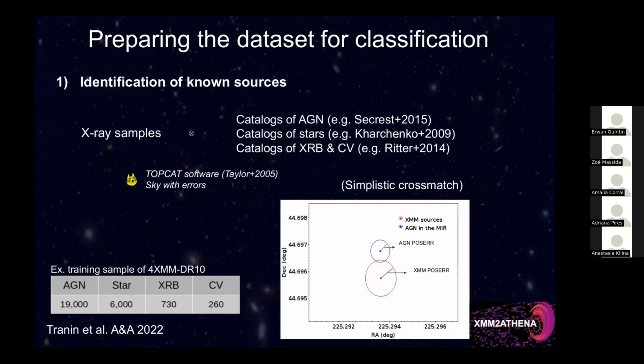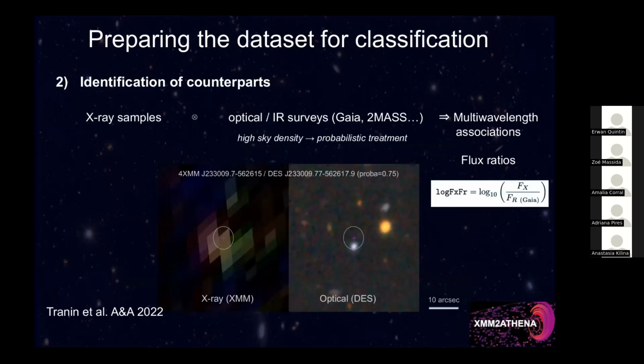That was an initial choice of classes we did for XMM DR10. And here we used, I would say, a simplistic cross-match of one hexagon between the two, which is not so big, so it gives in principle reliable results to identify a training sample of known sources.